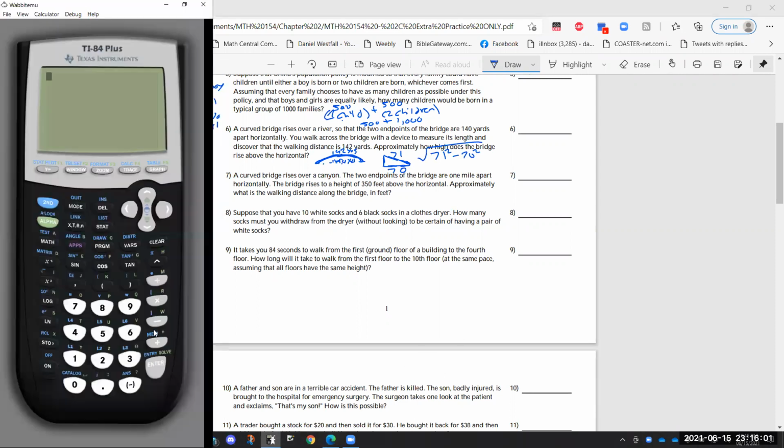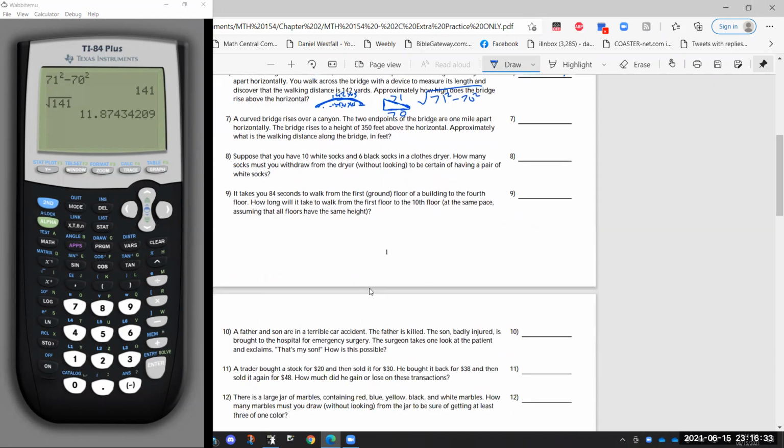So I'm going to figure that out. 71 squared minus 70 squared is 141. I'm going to take the square root of 141. I'm going to say that this is about 11.87 yards. Okay.